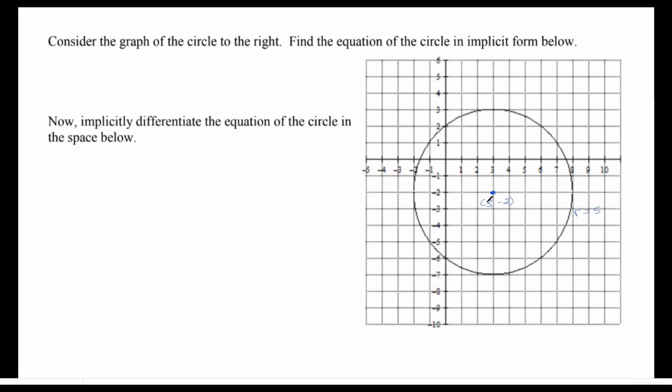So if we're writing the equation of this circle, it follows the form x subtract h all squared plus y subtract k all squared equal to r squared. And so we have x subtract 3 all squared plus y plus 2 squared equals 25. Now we need to take the derivative of this function to be able to figure out the slope of the tangent line at any point on here. So let's take the derivative of this with respect to x.